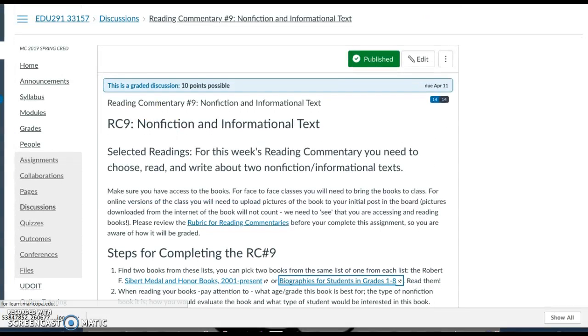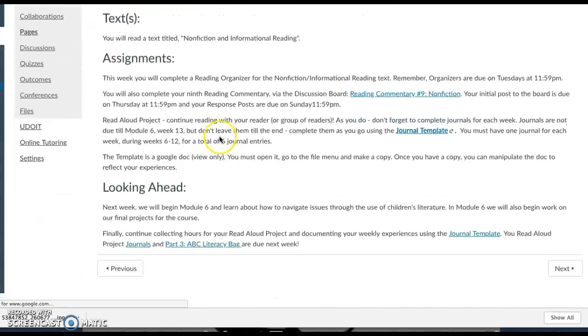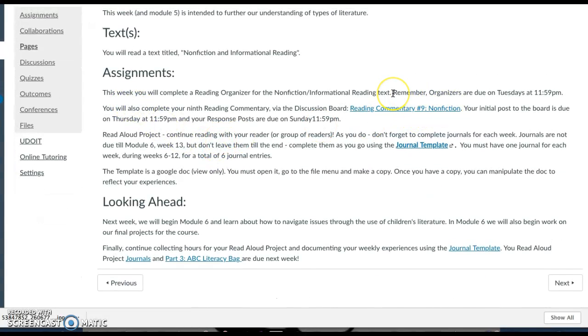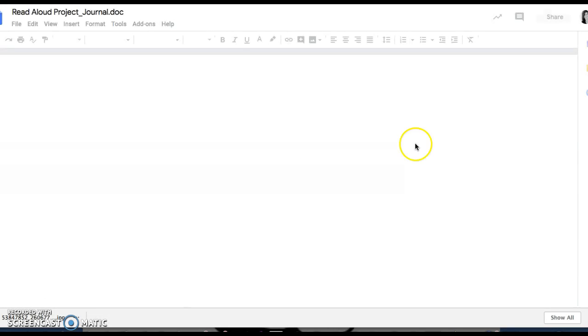Okay, jumping back, that is all we have going on this week. Of course, I forgot to mention at the start, we do have a reading organizer due on nonfiction informational reading. Please get that completed. And so the rest of your week really should be focused on your read aloud project. We are coming down towards the end of our read aloud. You should be working on your hours, coming close to being finished.